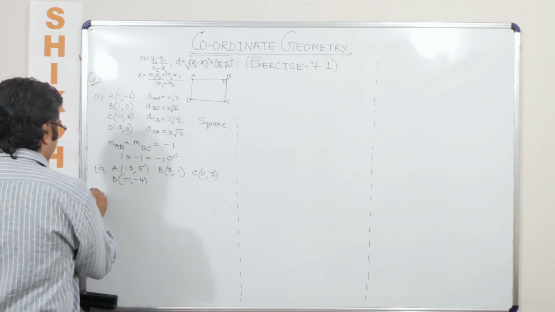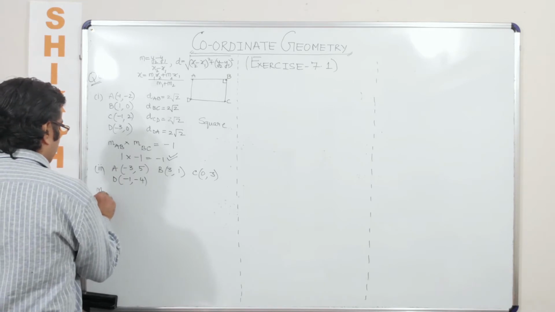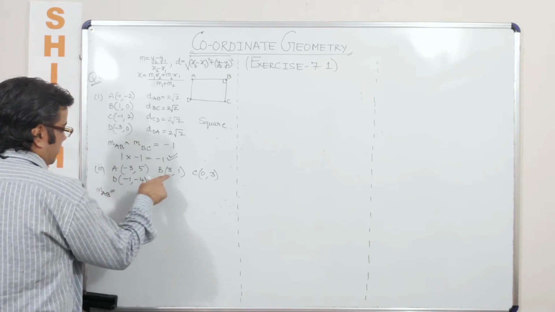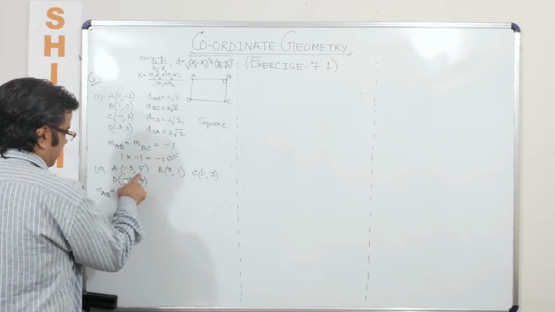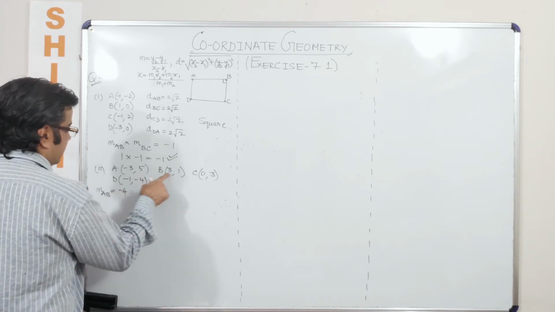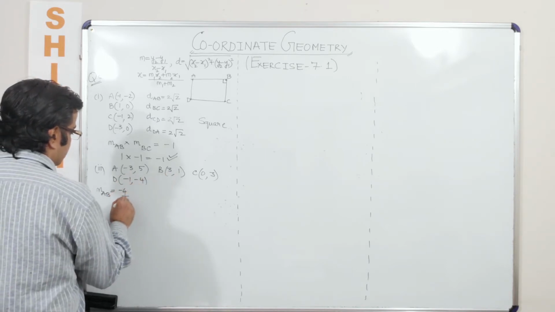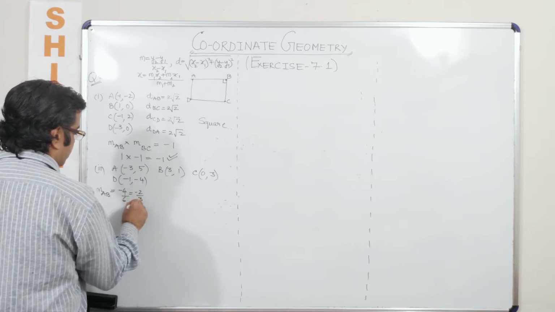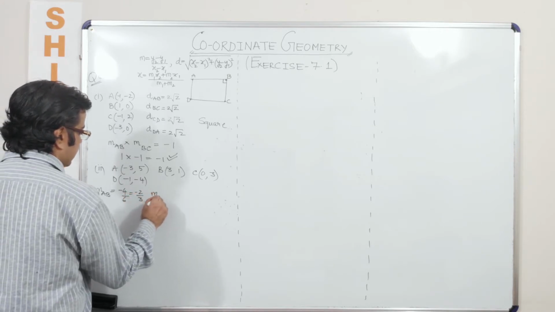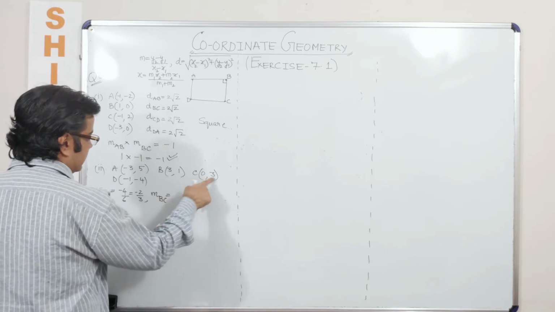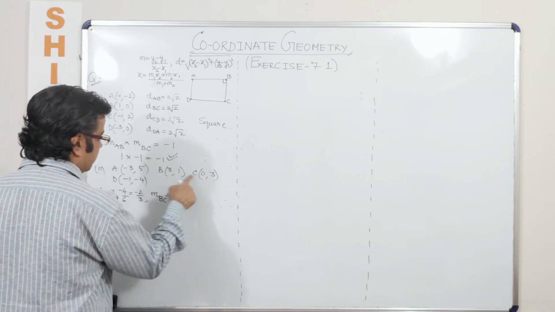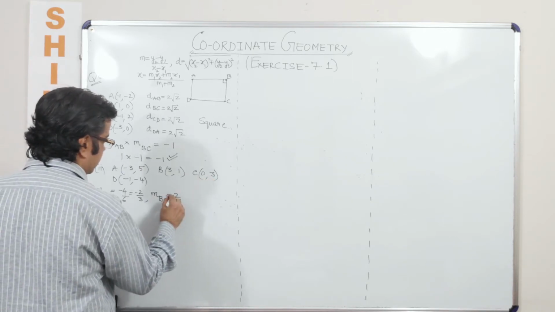Okay, so now let me find out the slope for AB. The slope for AB will be 1 minus 5, which is minus 4, divided by 3 minus of minus 3, which is 6, which is minus 2 by 3. Slope of BC is 3 minus 1, which is 2, divided by 0 minus 3, which is minus 3.